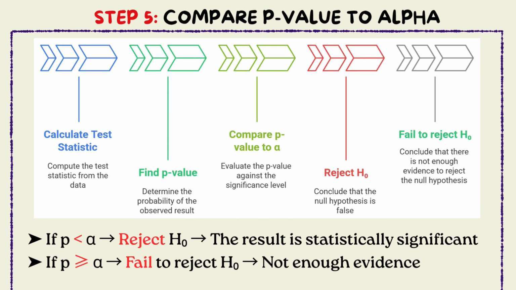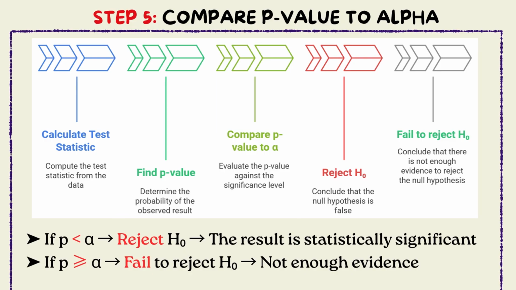Step 5. Compare p-value to alpha. If p is less than alpha, reject H0. The result is statistically significant. If p is greater than alpha, fail to reject. Not enough evidence. Step 6. Draw a conclusion based on your test. Make a data-backed conclusion. Always interpret the result in the context of the original question. Let's move on next to p-value.